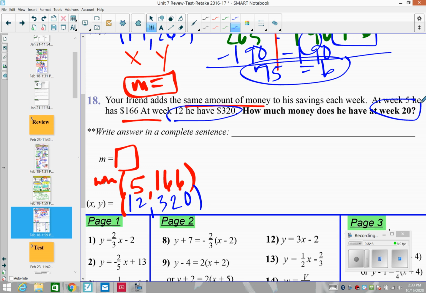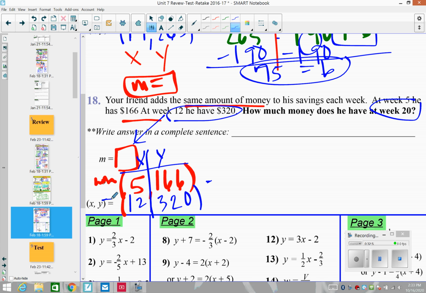So one thing I'm going to need for sure in every problem in this course is the slope. So I'm going to start with the slope. This is kind of already set up as a table, you guys. I'm going to use it. So we subtract here, subtract and subtract, 166 minus 320, getting that slope.